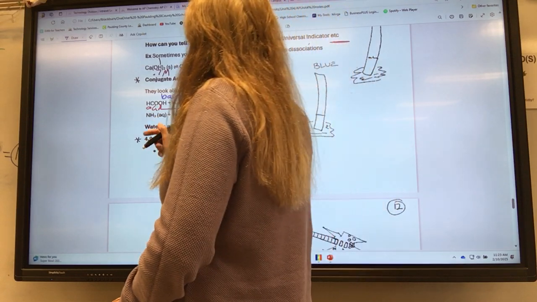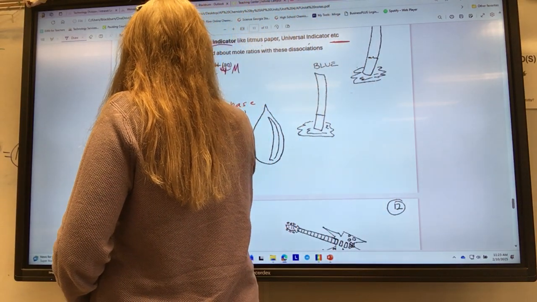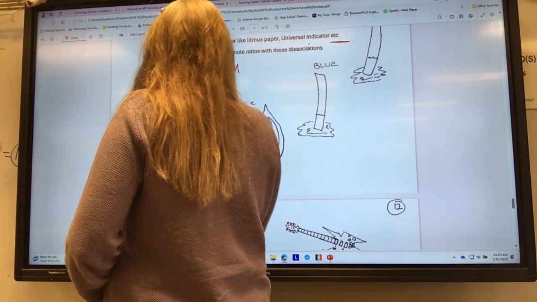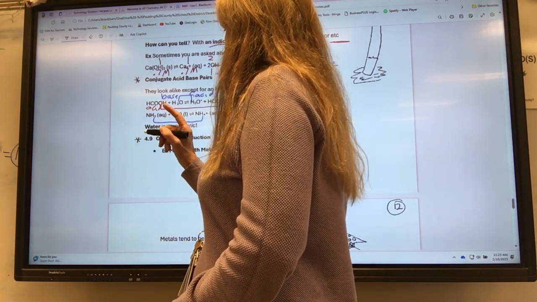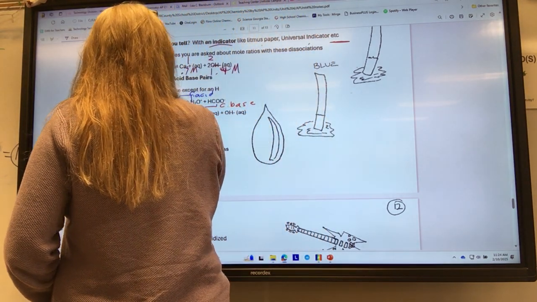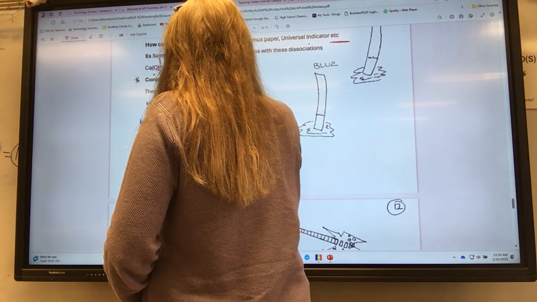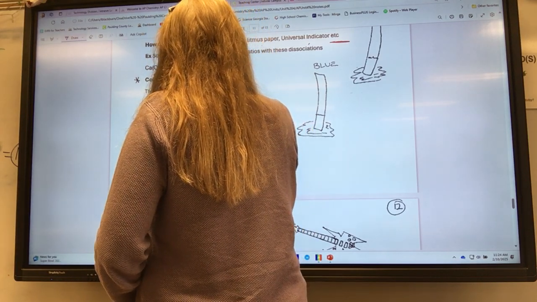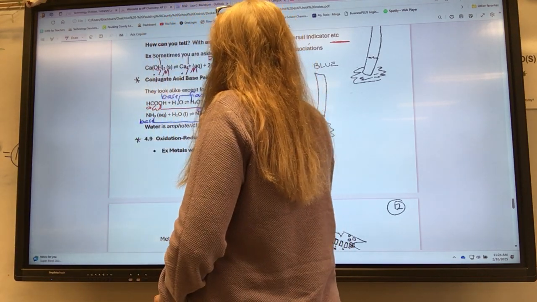So here's another one. Here we have ammonia. And what it looks like, ammonia we know is a base, right? So what is this one over here? This is its conjugate acid. Okay, now we've got these two.